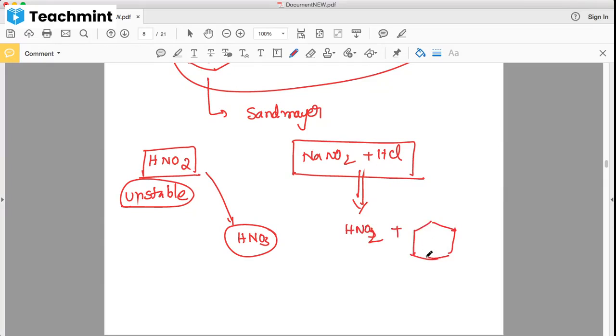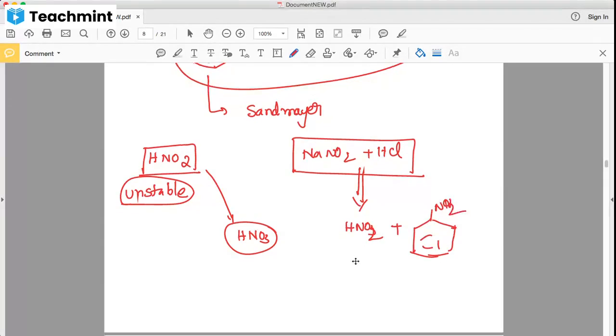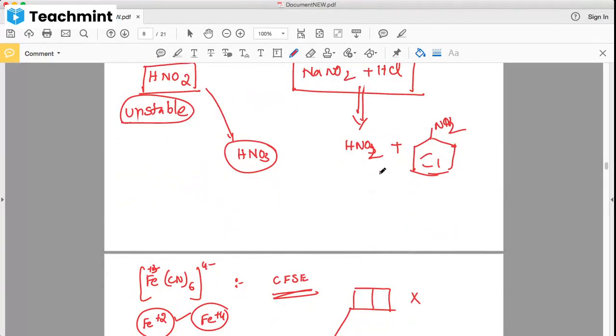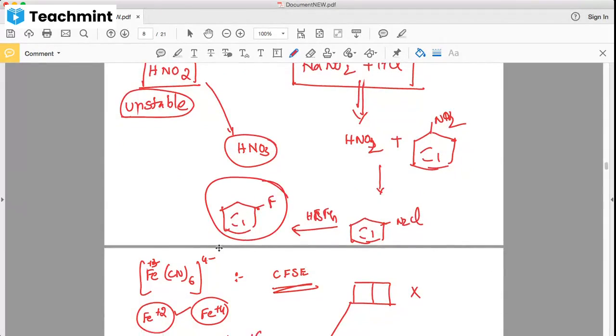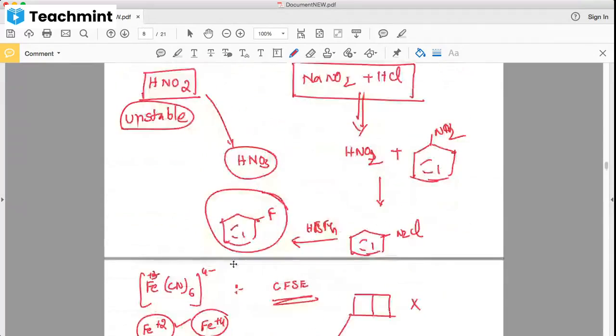This mechanism I already discussed thoroughly. So HNO2 plus aniline will give you benzene diazonium salt, and this diazonium salt, when reacted with HBF4, will give you chlorobenzene. This reaction is called the Sandmeyer reaction. Okay, I hope you are very clear about this.